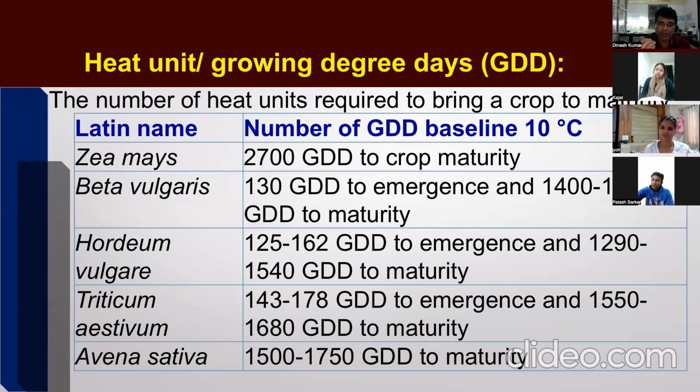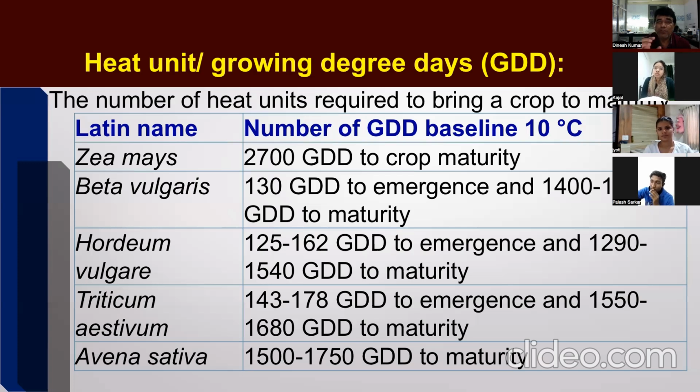Suppose one plant requires, say, 2000 or 3000 growing degree days. Growing degree days means 3000 heat units. 3000 heat units are required, and each day the plant is getting 20 units. So 3000 I can divide by 20. How much will it be?